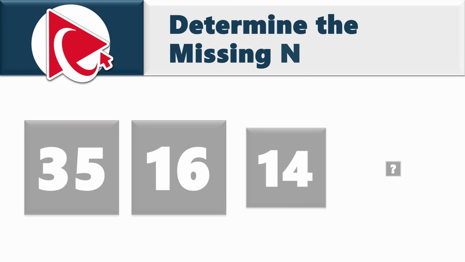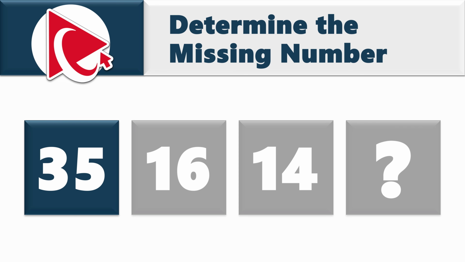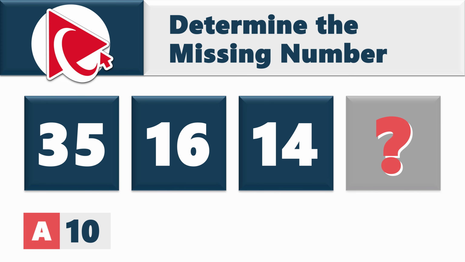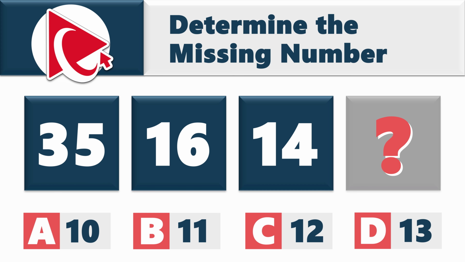You're presented with the sequence, and you need to determine the missing number in the sequence. The sequence is 35, 16, 14, and then comes the missing number, which you need to select out of 4 possible choices. Choice A, 10, choice B, 11, choice C, 12, and last but not least, choice D, 13.